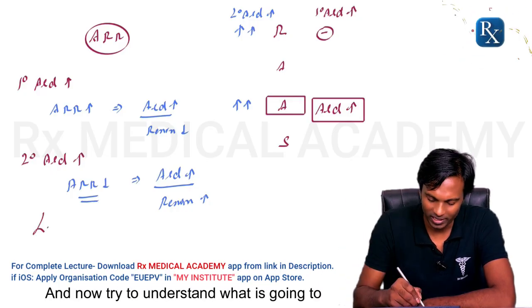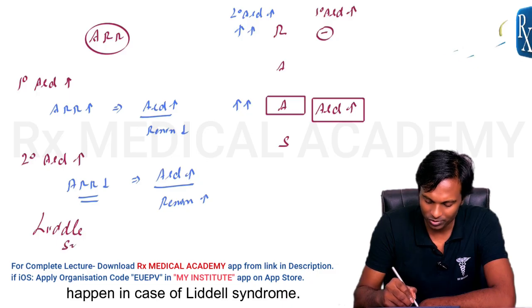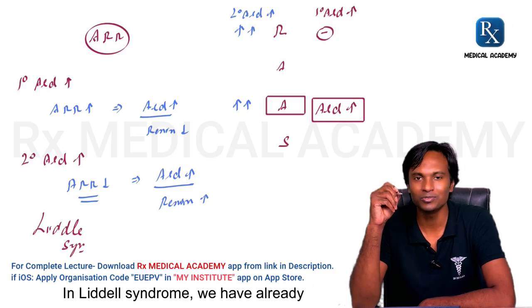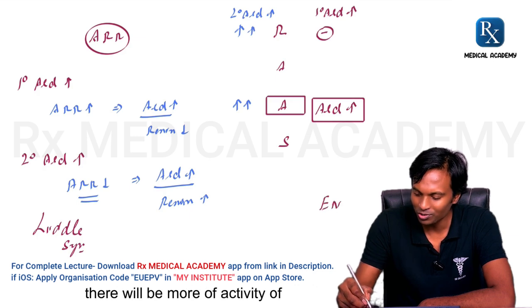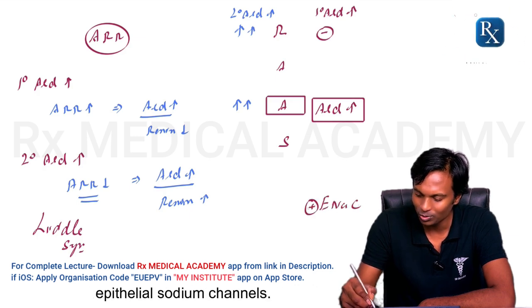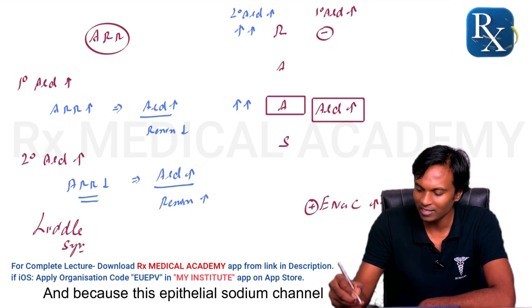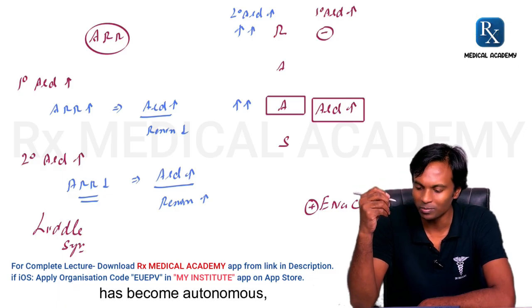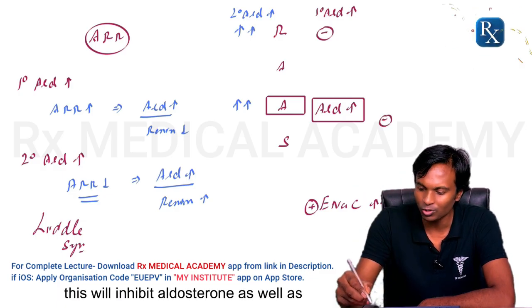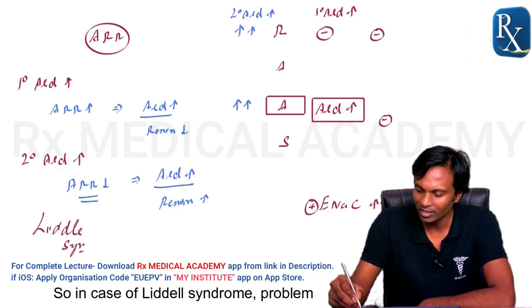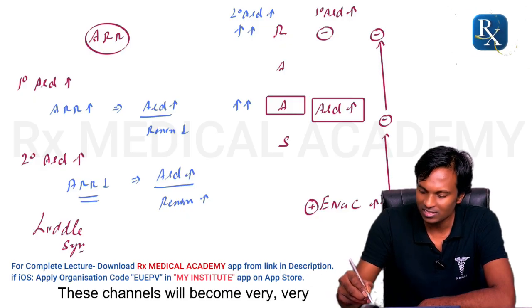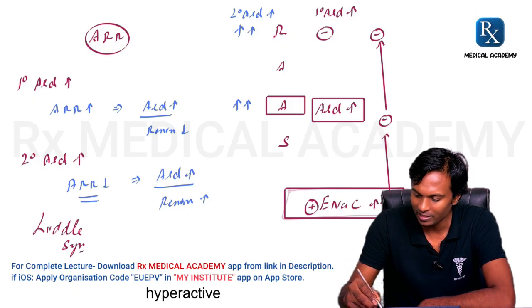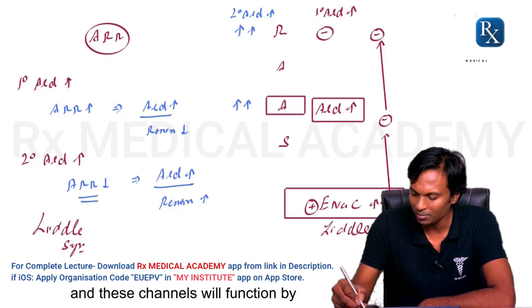And now try to understand what is going to happen in case of Liddle syndrome. In Liddle syndrome, we have already discussed that everything will be fine, but there will be more activity of epithelial sodium channels. And because this epithelial sodium channel has become autonomous, this will inhibit aldosterone as well as your renin. So in case of Liddle syndrome, the problem will be a little different. These channels will become very hyperactive, and these channels will function by themselves.